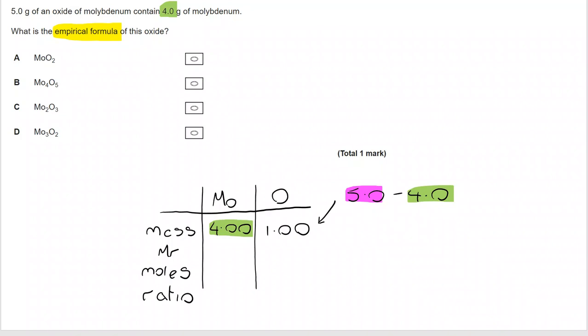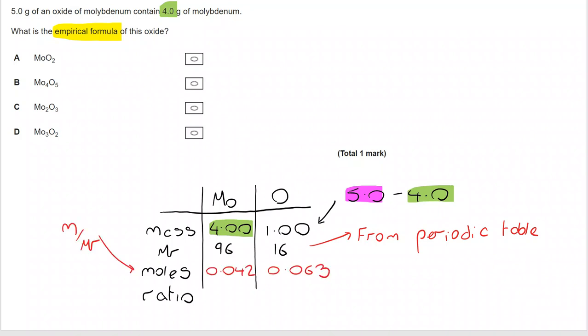Once I've got these, I can go to my periodic table and I can find the MRs. Molybdenum is 96, oxygen is 16. If I have the mass and I have the atomic mass, I can work out the number of moles by dividing mass by atomic mass. 4 over 96 gives me 0.042 and 1 divided by 16 gives me 0.063.